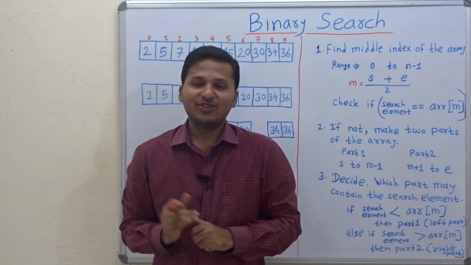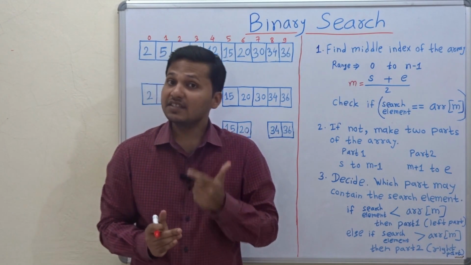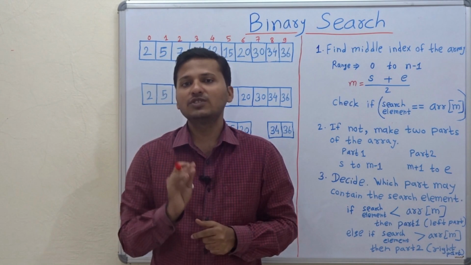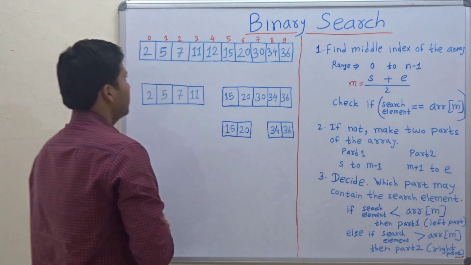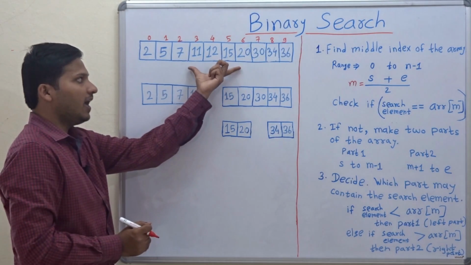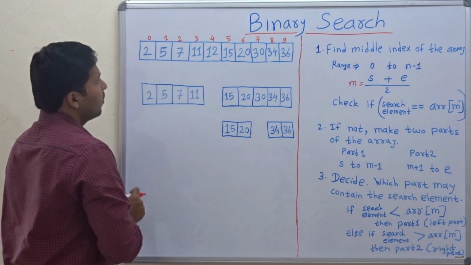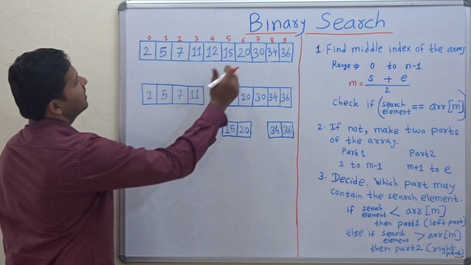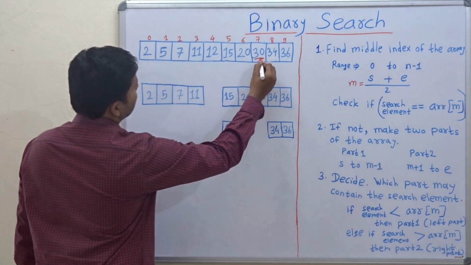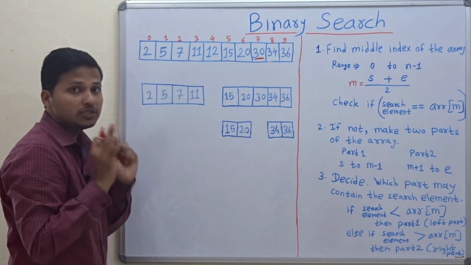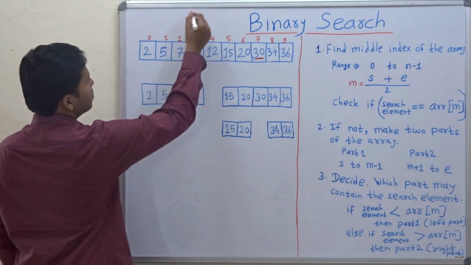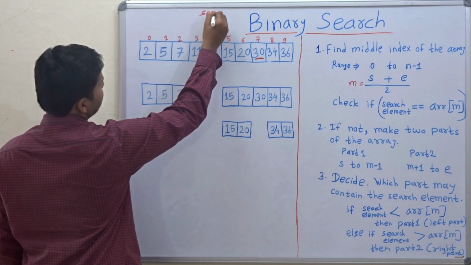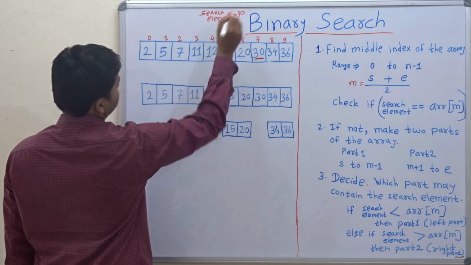Hello friends, today we are going to see the binary search algorithm to search an element in an array. So let's see what it is. So this is an array and suppose for example we want to find out element 30 in the array. We want to search element 30 in this array. So here the search element is 30.